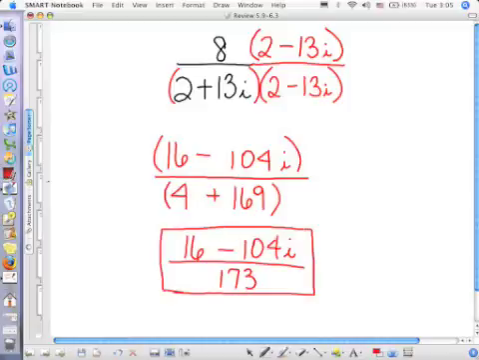The only way you can reduce this fraction is if 16, 104, and 173 were all reducible by the same number. And there is no number that does it. So the answer was 16 minus 104i over 173.